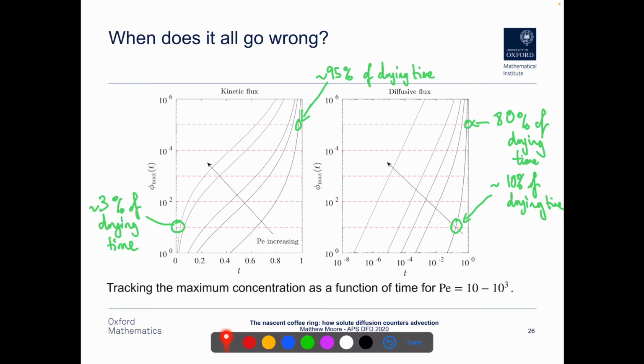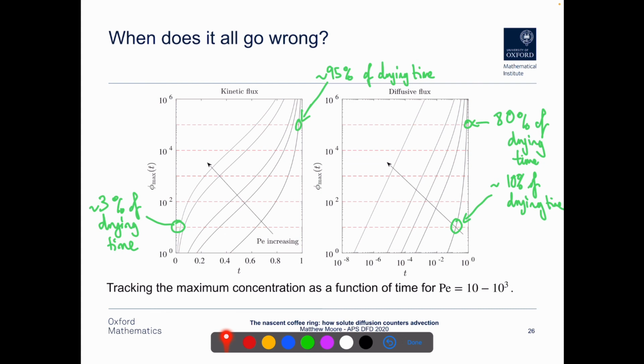On the other hand, if we let P be 10 to the 3, and we're looking at something where we only need to get to a concentration of 10, then we're only actually in the dilute window for 3% of the drying time. So in that case, our dilute model is only valid for a very short period, and we'd have to consider finite particle size effects very quickly.